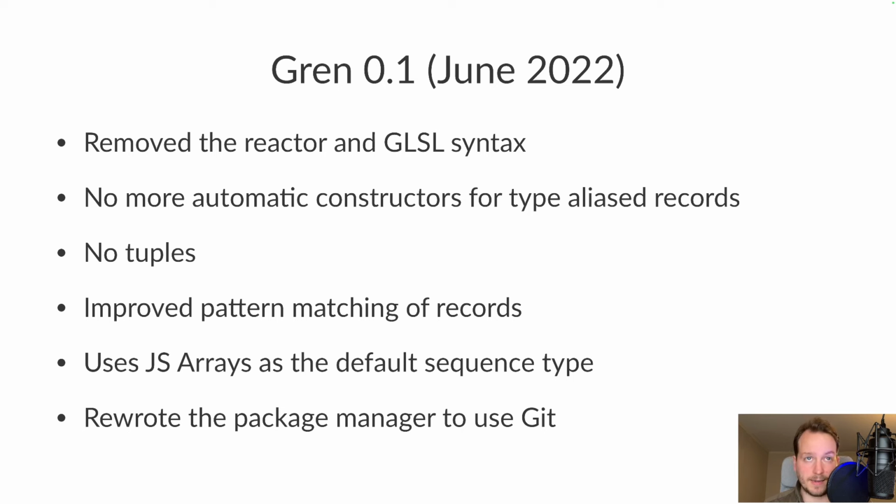One of the first things that I did to Gren was to remove the reactor and the GLSL syntax. Now the reactor, for those who don't know, is a development server built into the Elm compiler. I have never used the Elm reactor, at least not for anything other than demonstration purposes. And I didn't want to maintain it moving on. Essentially, if I don't use it and don't depend on it in any way, I don't want that to slow down my development of the language.